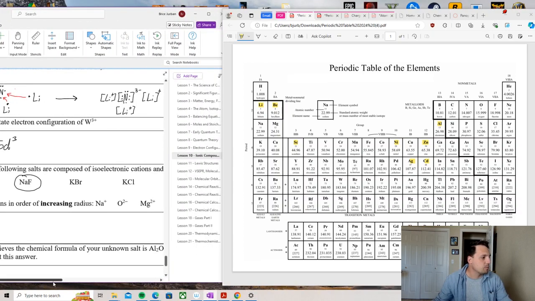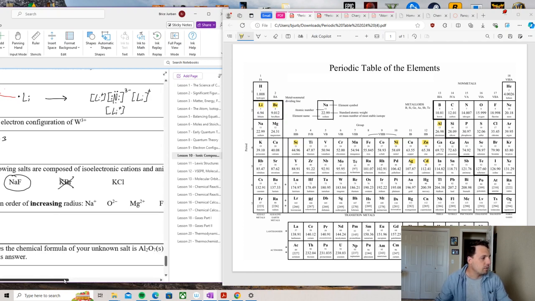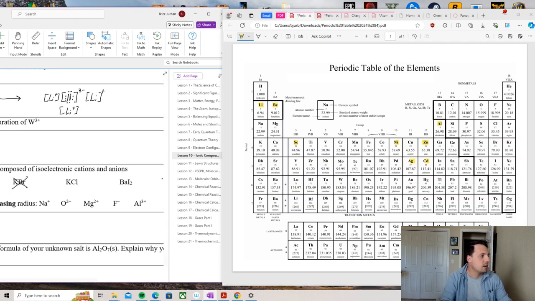If we look at potassium and bromide, potassium here is going to lose 1 to have 18. Bromine will gain 1 to have 36. So that would not be one of these. And then, however, potassium and chlorine do have the same number of electrons in their ion forms.